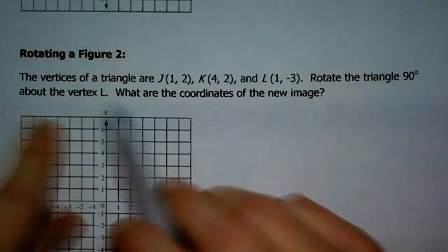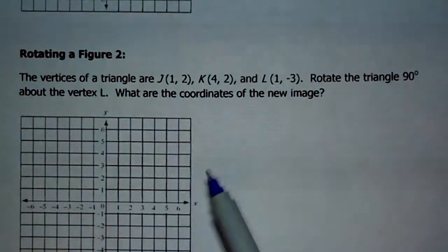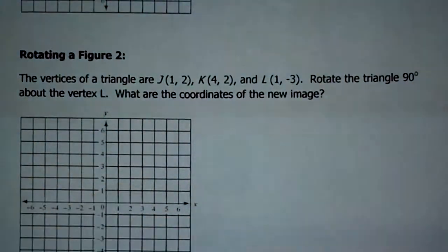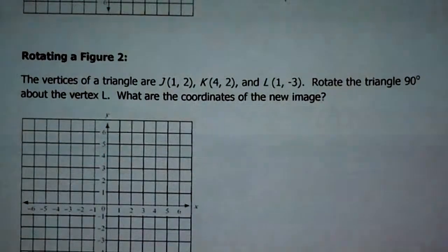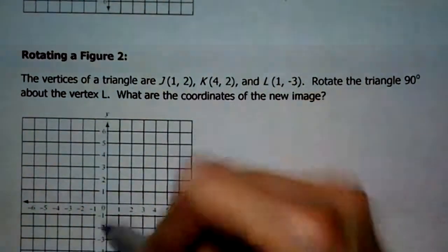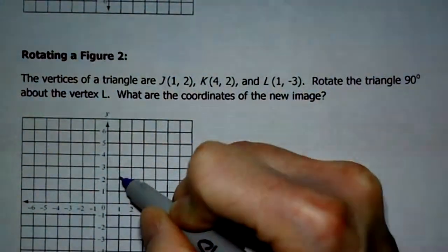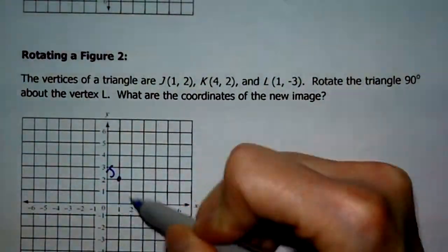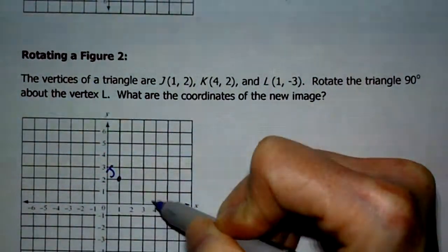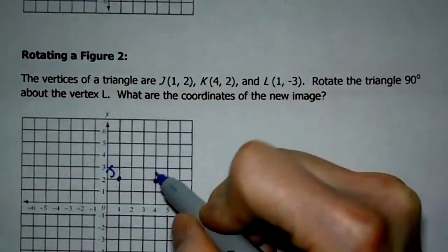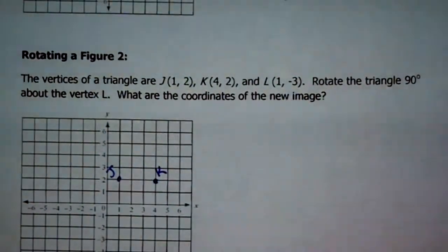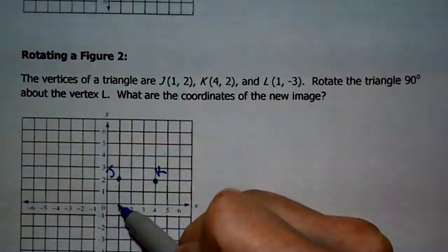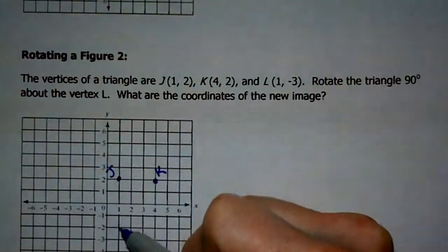Woohoo! I know, I'm burnt out. The vertices of a triangle are, so I give you the vertices of a triangle. We know we're going to have to make them, so let's make them. J, K, L. J is 1, 2, so over 1 up 2. K is 4, 2, so 1, 2, 3, 4 on the x-axis, and 2 on the y. And L is 1, -3, so I'm going to go right 1 and down 1, 2, 3.